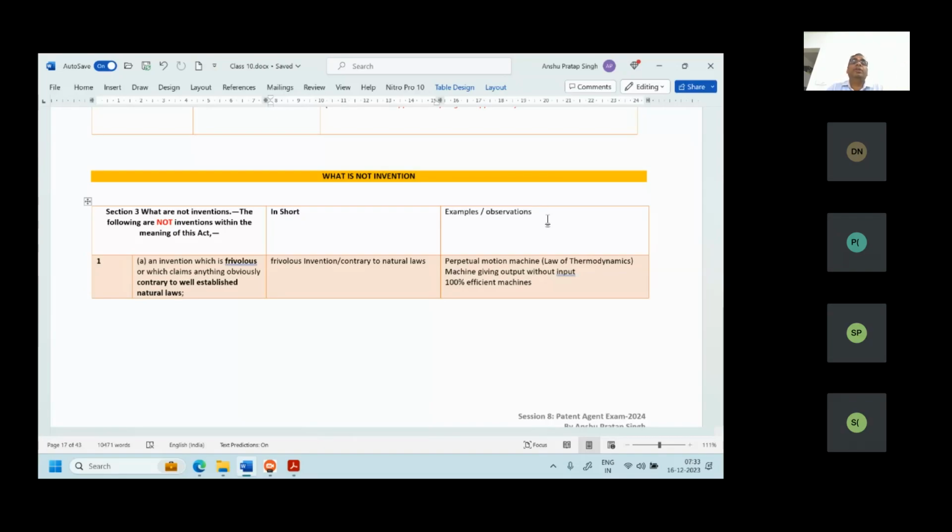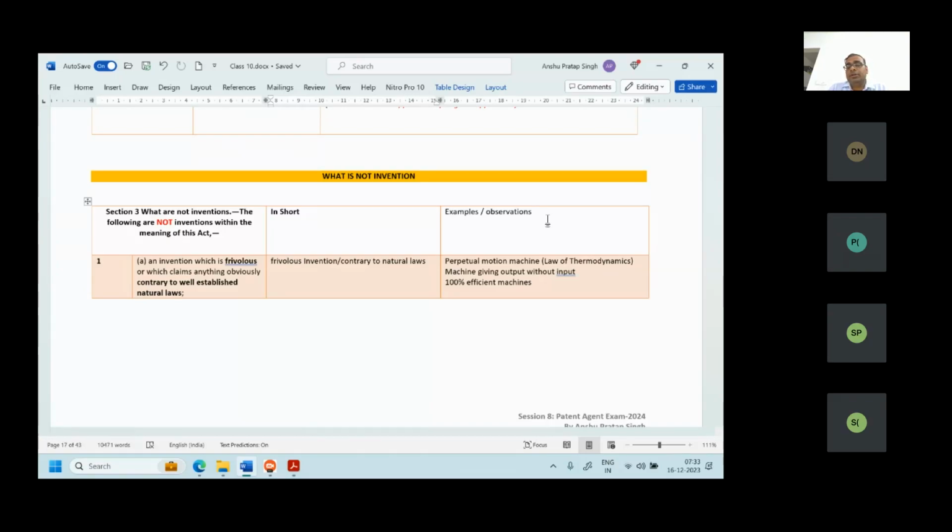So if something is not novel, or something is not worthy of qualifying for these criteria, it will not qualify to become an invention. The first two are, in general, saying that it already existed, or it is so trivial, or it is not worthy of being an invention.